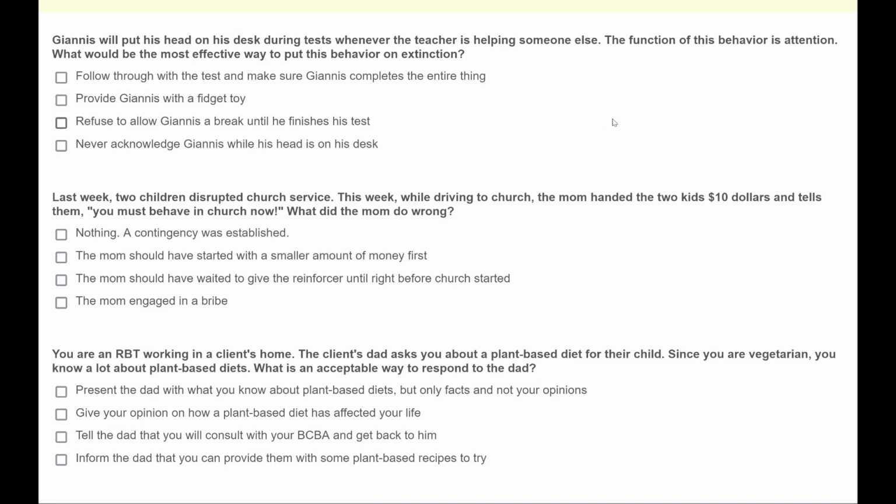Provide Giannis with the fidget toy. Maybe that's tangible, maybe that's automatic. That's not necessarily targeting the head on desk behavior, however. C, refuse to allow Giannis a break until he finishes his test. Again, that's not necessarily the problem, right?